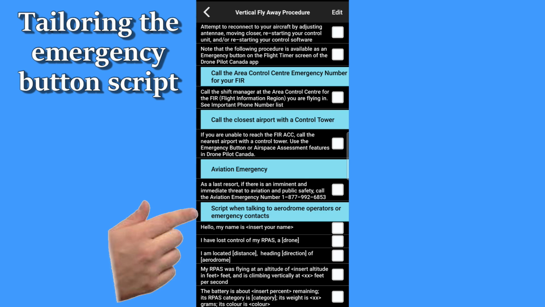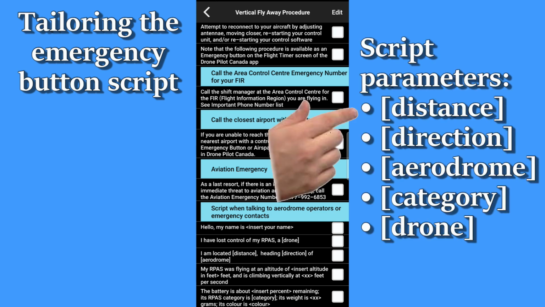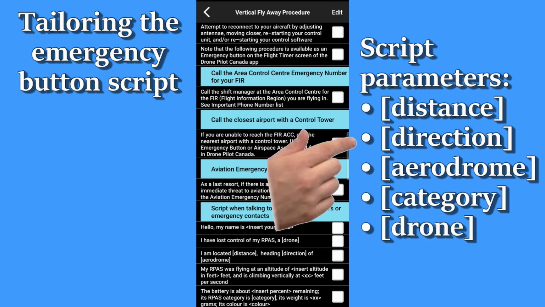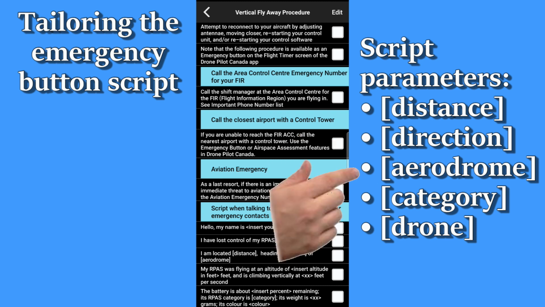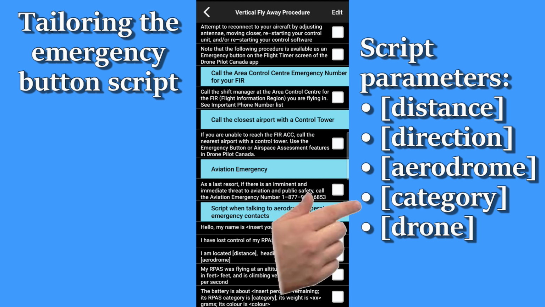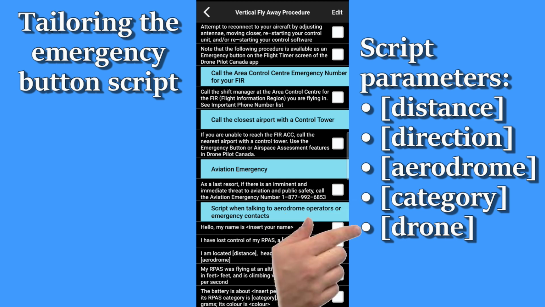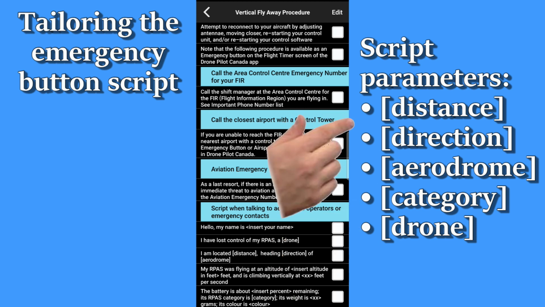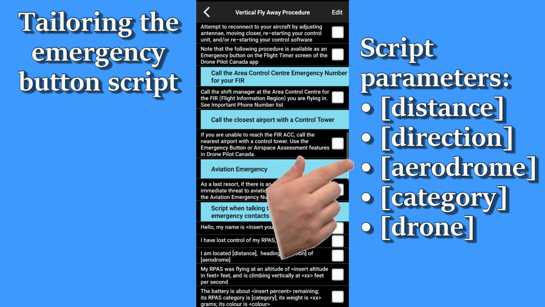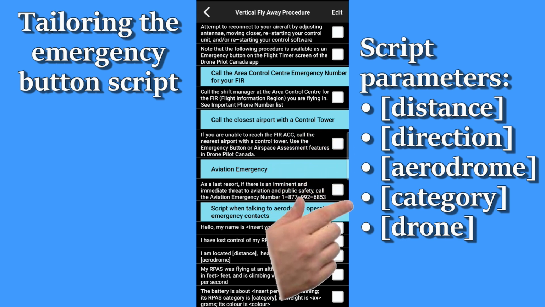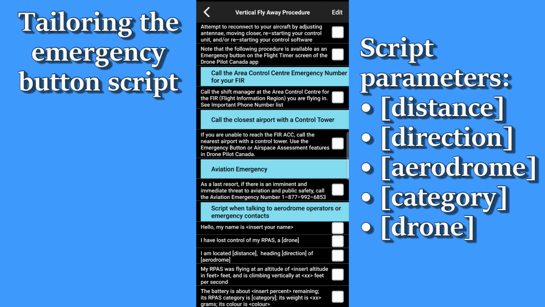The app will automatically fill in key information for your distance and heading from the nearest or selected aerodrome, as well as the name of that aerodrome. It will also fill in whatever you've entered in the cat/markings field for your current drone. These parameters must be named exactly like this and must be enclosed in square brackets to be recognized by the app. Otherwise, though, you can insert them into your script wherever you wish.